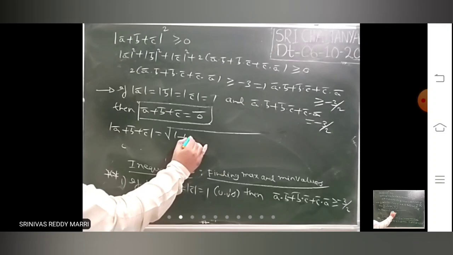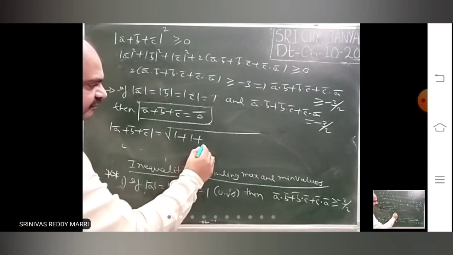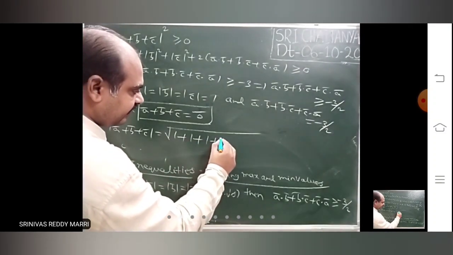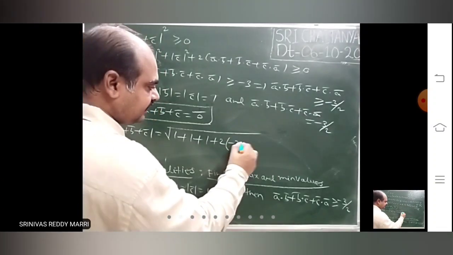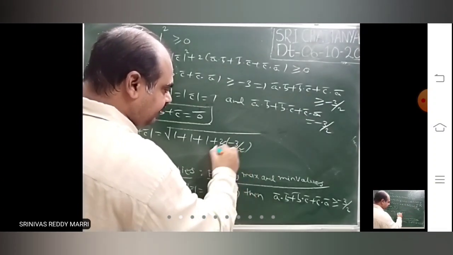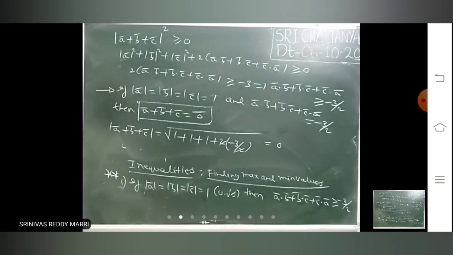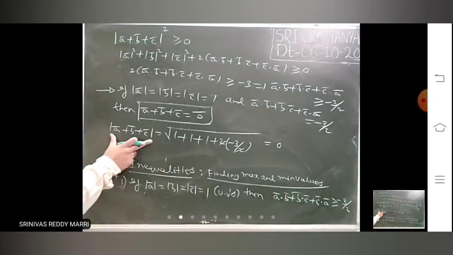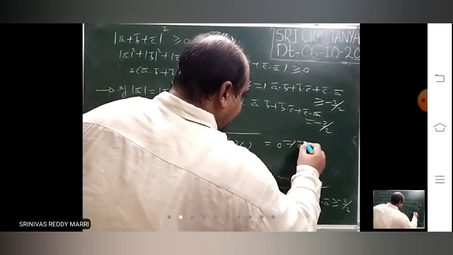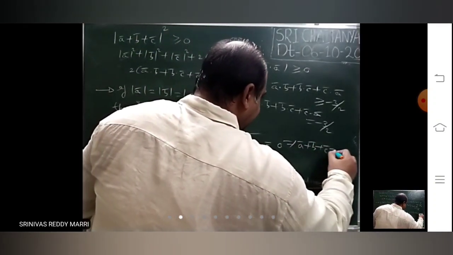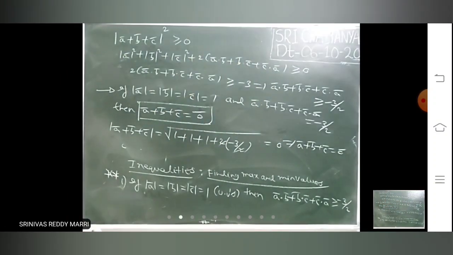Root of |A|² = 1, |B|² = 1, |C|² = 1, plus 2(A·B + B·C + C·A), which is 3 − 3 = 0. So this will become 0. So the magnitude of the vector |A + B + C| is 0. Magnitude is 0 means it is what? Null vector only. Null vector.